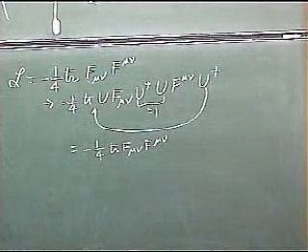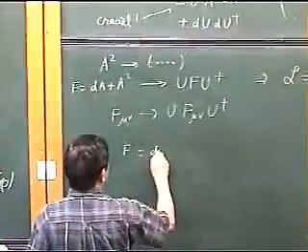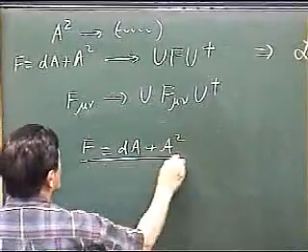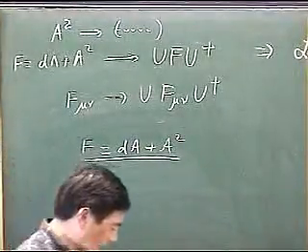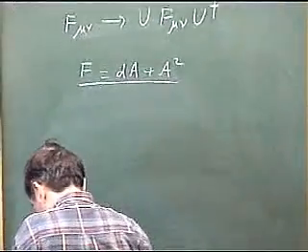Okay. Now, what about this nice result? So that's our Lagrangian. What does F actually look like if we were to write it out? Okay, well, we can write it out.